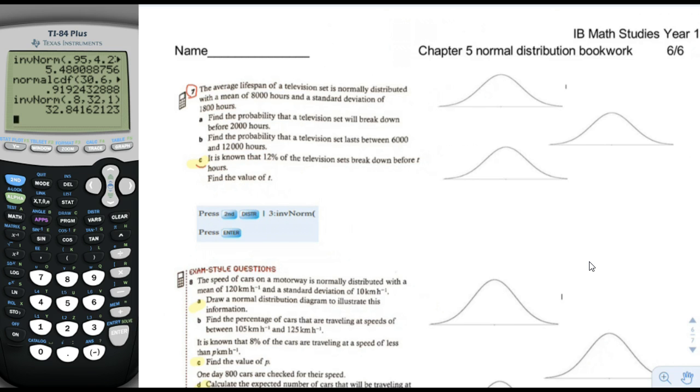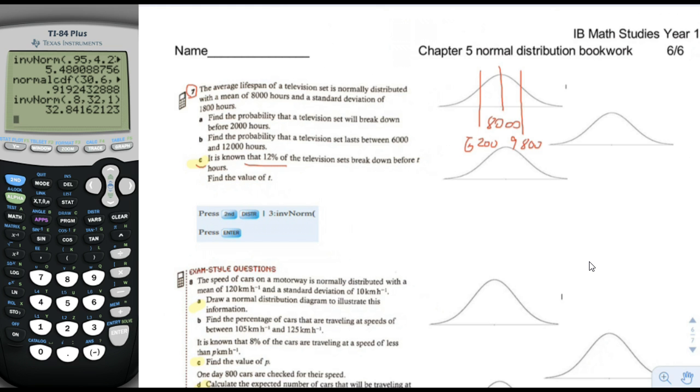First step, even though they don't tell you to draw it, I want you to draw it, okay? So the mean is 8,000, and then the standard deviation is 1,800. So that means that the right standard deviation line is 8,000 plus 1,800, which is 9,800. And the left standard deviation line would be 8,000 minus 1,800, which would be 6,200, something like that. Okay?